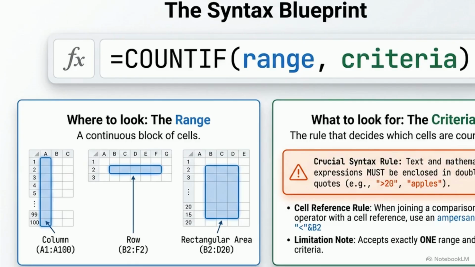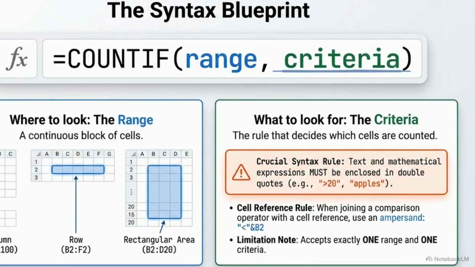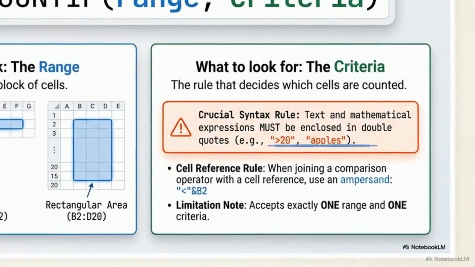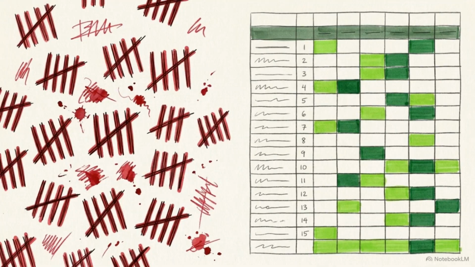This syntax blueprint builds the function using two arguments. First, the range tells Excel where to look. Second, the criteria tells Excel what to look for. One strict rule: Excel requires mathematical expressions and text to be explicitly enclosed in double quotes. Understanding this two-part framework ensures accurate data and saves hours of manual work.